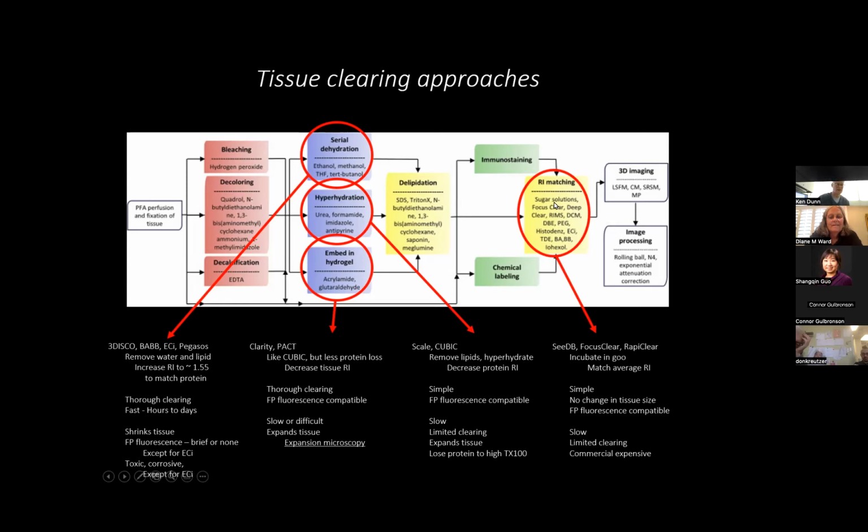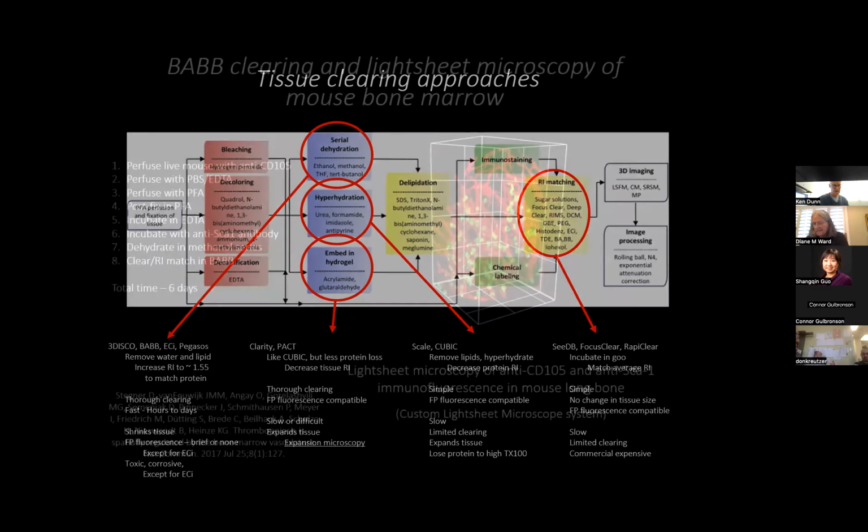But at the end of the day, what you're trying to do is remove the change in refractive index between the mounting medium, if you will, and the tissue. Tissue has a refractive index of like 1.5. Proteins have a refractive index of 1.5. So you put it in something that has the same refractive index, it becomes transparent. You get light penetration.